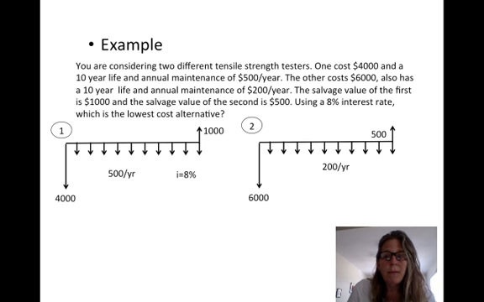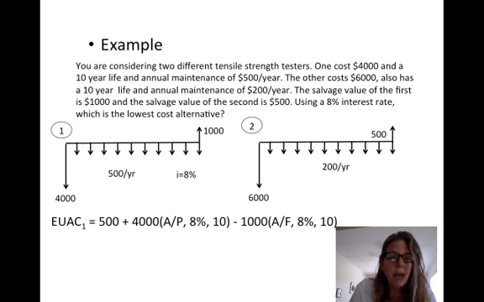Use 8%. So I have drawn these two alternatives, and I would suggest that most of the time in problems you use the visualization to help you solve the problem. So I've drawn those two, and what I want to do is convert them both to uniform annual cost using 8%. And I'm going to use cost here and not benefits.